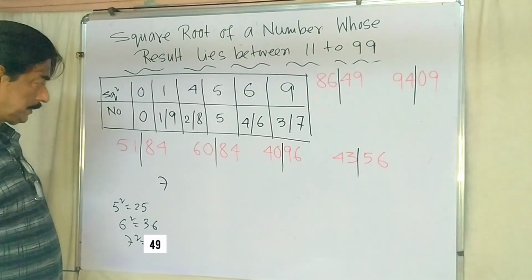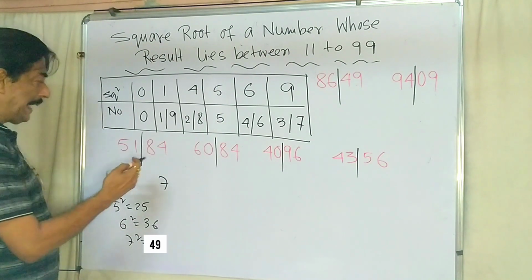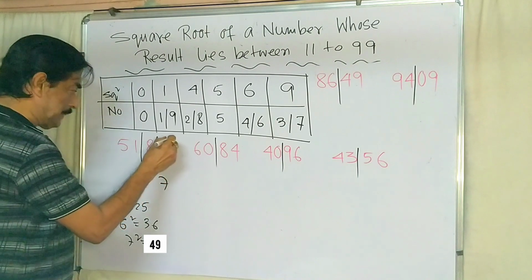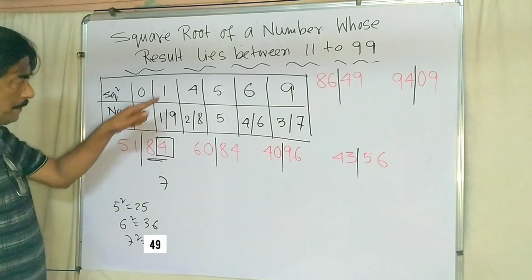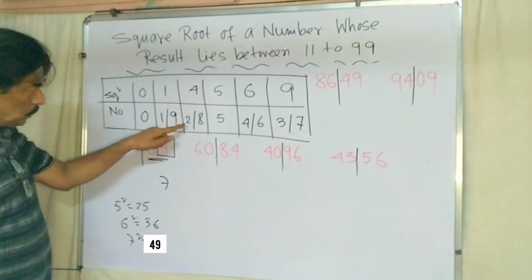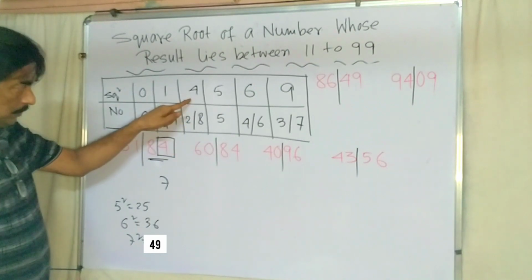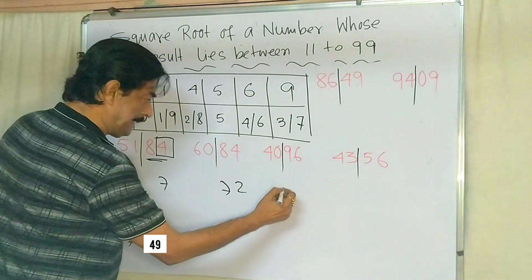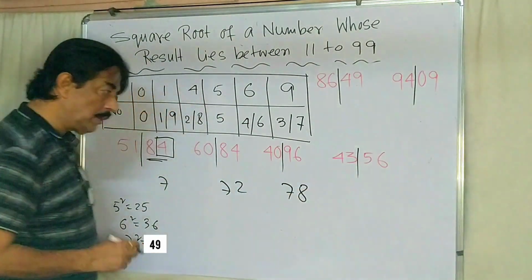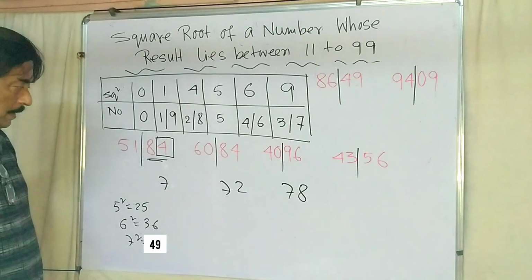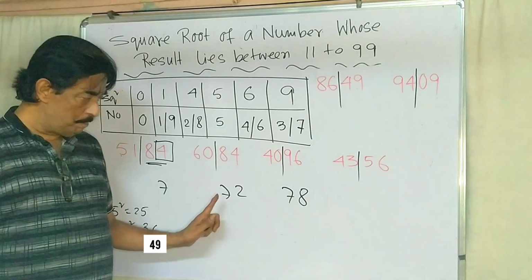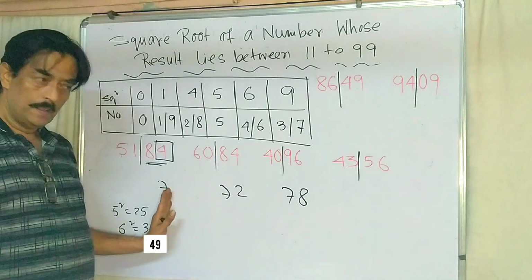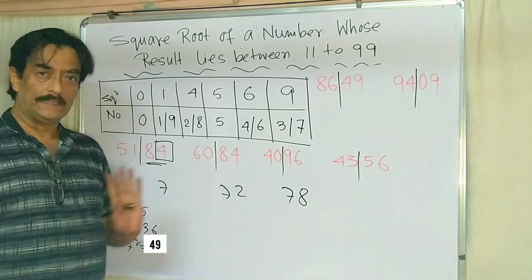Now our third step. If we observe the right hand part, the end digit is 4. Now if I consider this table, 2 square becomes 4 and 8 square becomes 4. So your result may be 72, maybe 78. Which one is right, you have to confirm. Because the left digit is 7, we have to consider which one is the right answer.